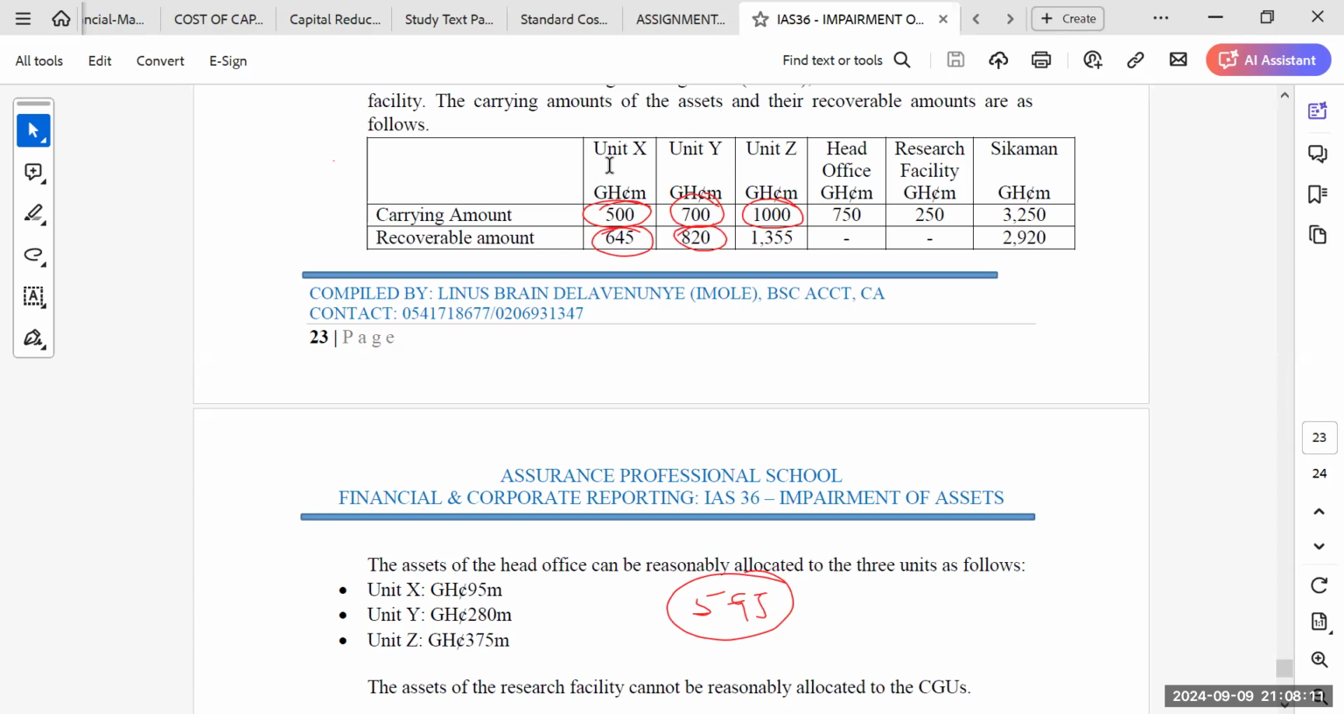What will be the total carrying value for them? 1375. So what is the recoverable amount? 1355. Is there any impairment there? Yes. So that is how we do it.